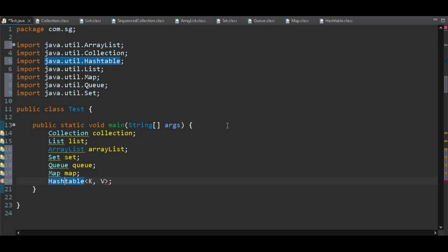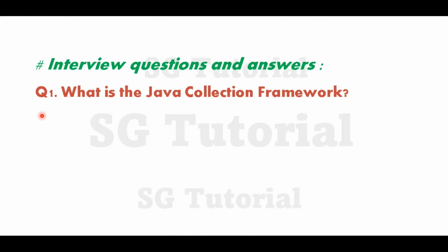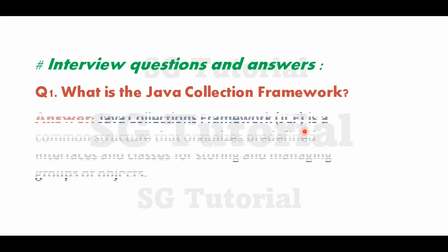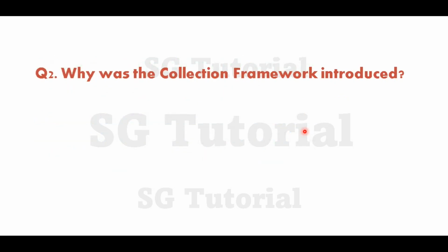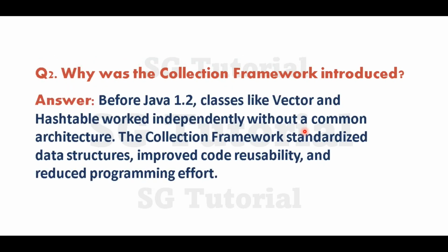Now let's cover some interview questions based on this topic. The first question is, what is Java collection framework? You can simply say Java collection framework is a common structure that organizes predefined interfaces and classes for storing and managing groups of objects. Another question is, why was the collection framework introduced? You can say, before Java 1.2, classes like Vector and Hashtable worked independently without a common architecture, and the collection framework standardizes data structures, improves code reusability and reduces programming effort.